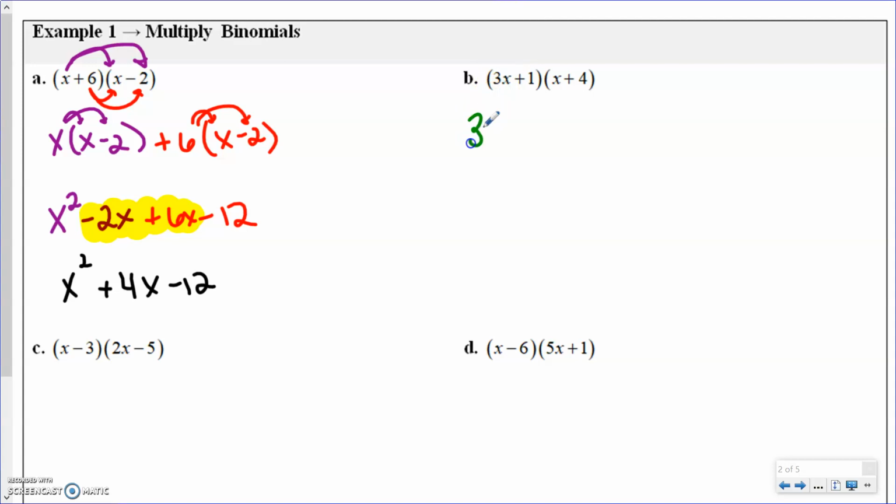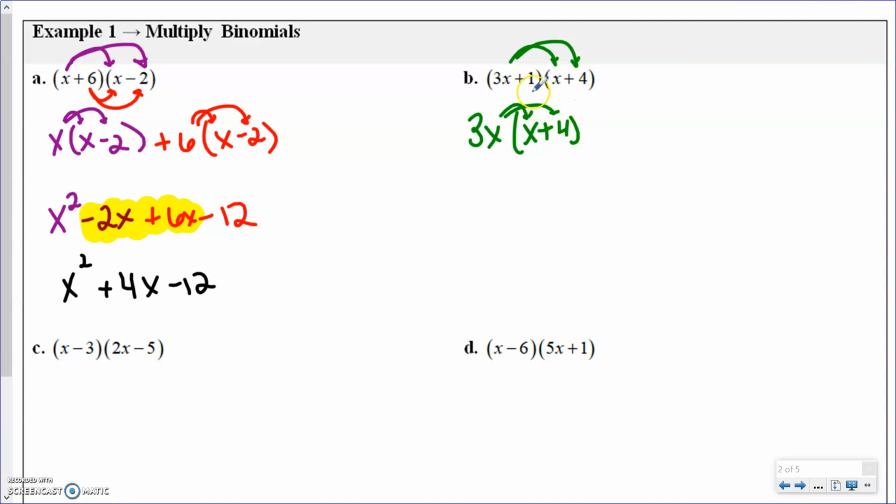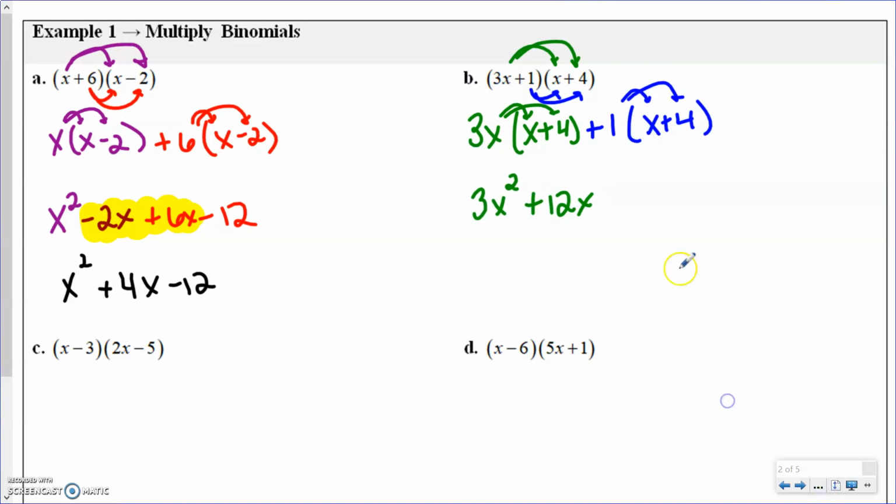We're going to start by taking that 3x and multiplying it by x plus 4. Okay, so that's this part here. And then we're going to go ahead and take my 1 and multiply by x plus 4, and that's a positive 1, and distribute. So let's go ahead and simplify this. So 3x times x is 3x squared. 3x times 4 is 12x. 1 times x is 1x. You don't really need to write the 1 there, but it's fine. And then 1 times 4 is 4.